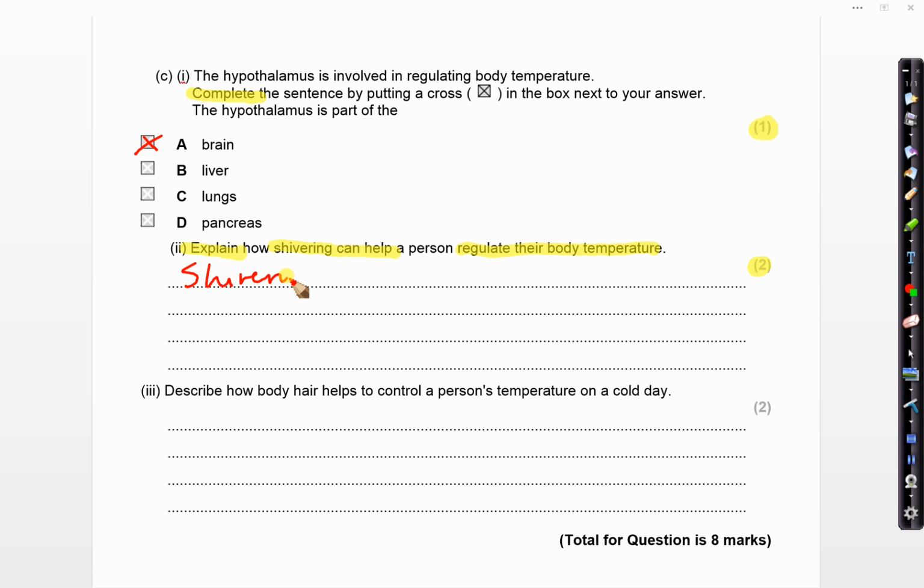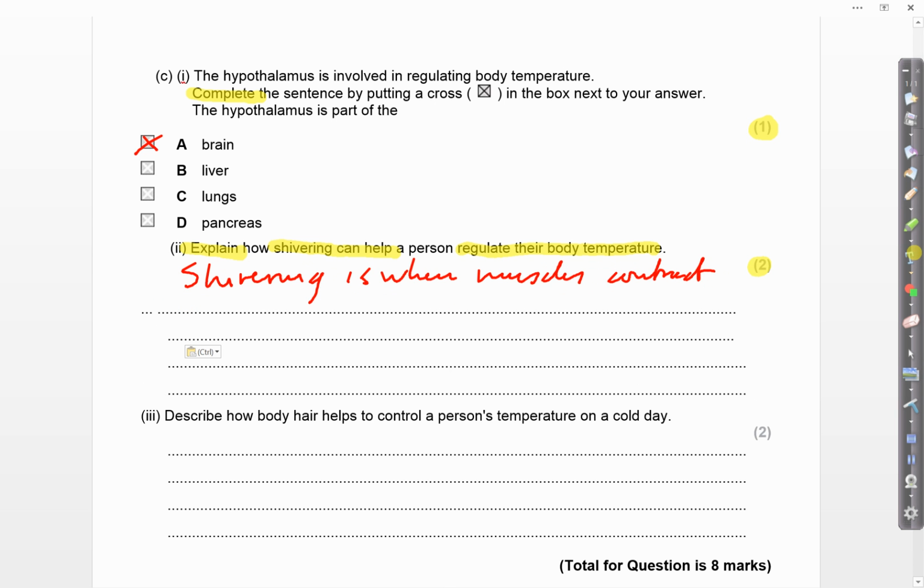So shivering is when muscles contract and relax. Good. That's perhaps 1 mark, but it's not going to get both of our marks because we haven't explained how that helps regulate body temperature.